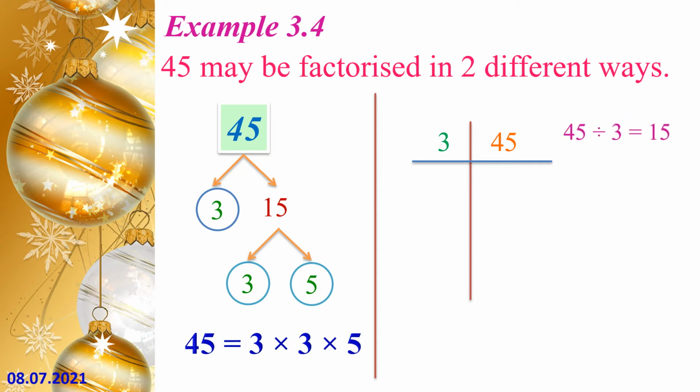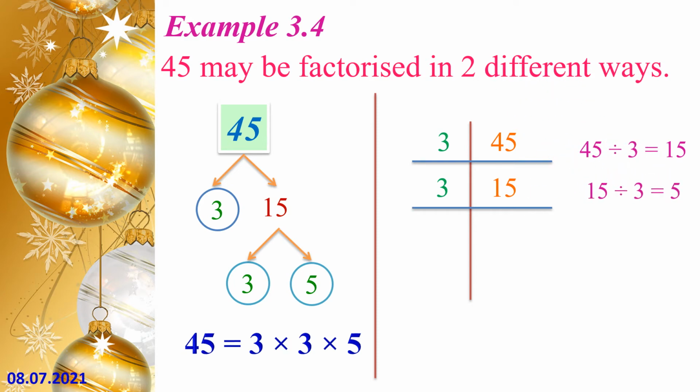45 divided by 3, we get 15. Now we write 15 just below the number. Now 15 is a multiple of 3, so it is also divisible by 3. 15 divided by 3, we get 5.